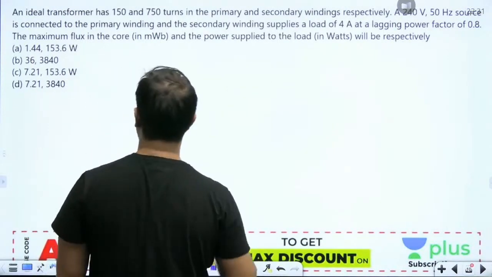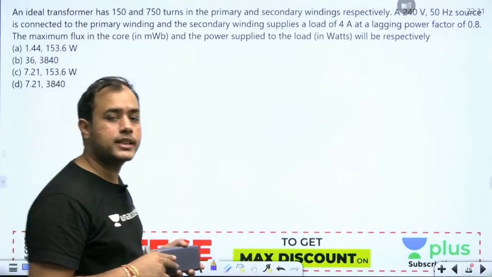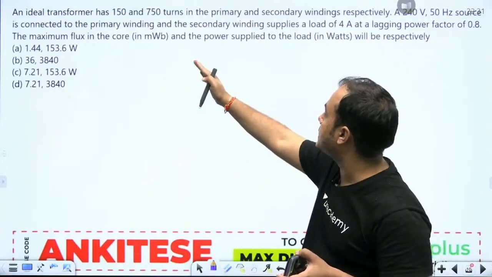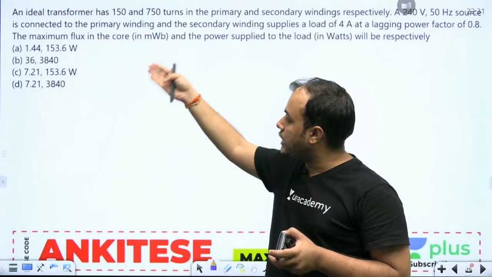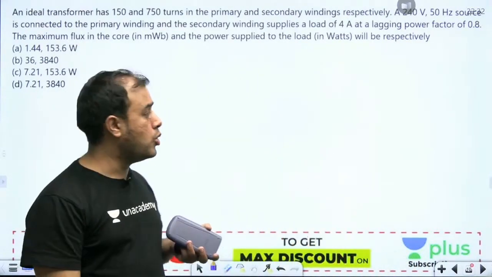Time is up. First of all, this question cannot be MSQ. Why? Because it is asking two things, maximum flux and power. Both values will be unique. So only one option can be correct. I don't know how you are answering two options.